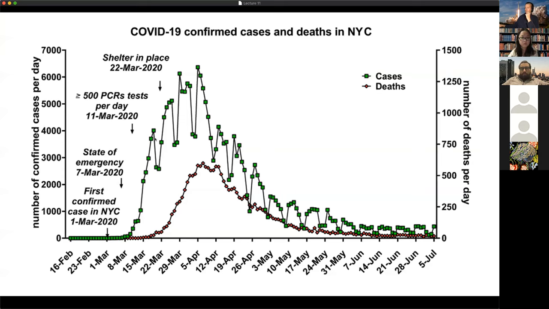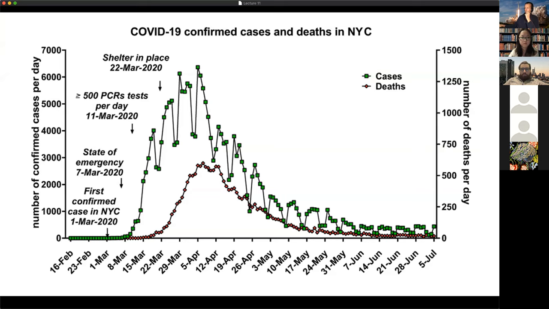Here you see the number of cases is increasing very rapidly. It was probably higher. It's simply that at the time they didn't have testing capacity. They were only running on the order of hundreds to maybe 1,000 PCR tests per day. And notice how quickly everything escalated. First case, a week later, there's a state of emergency. 2 weeks later, there's shelter in place. And the other characteristic feature here is that you have cases followed by a lagged curve of deaths, because obviously it takes some time from infection to death.